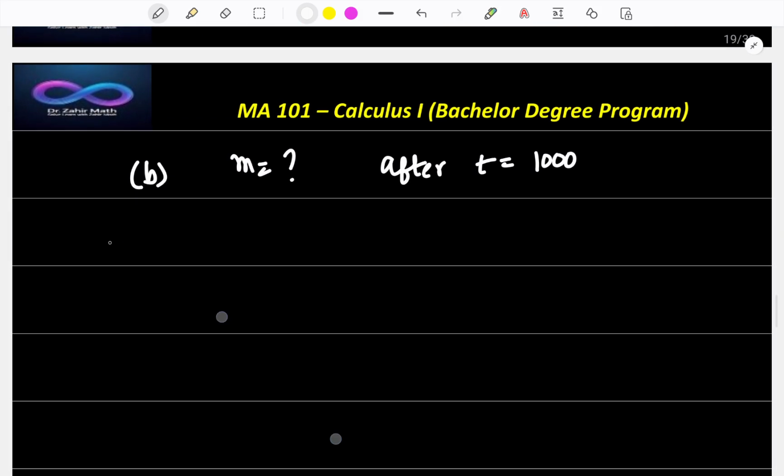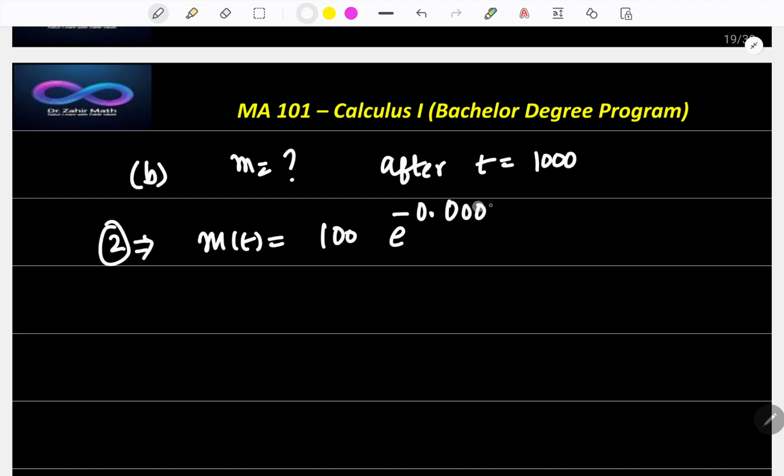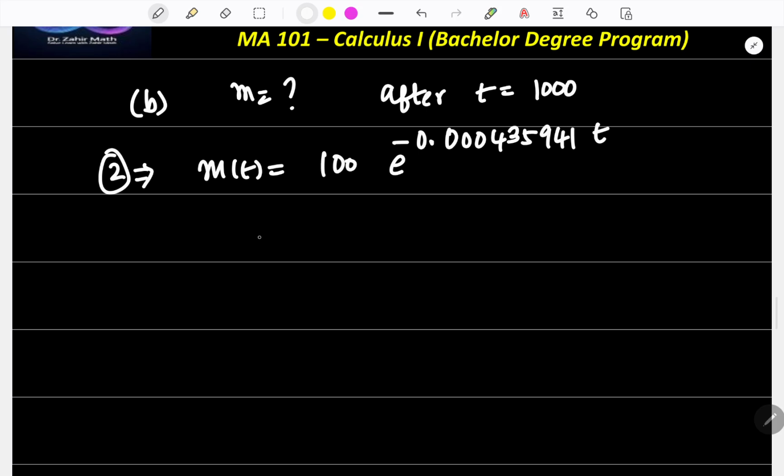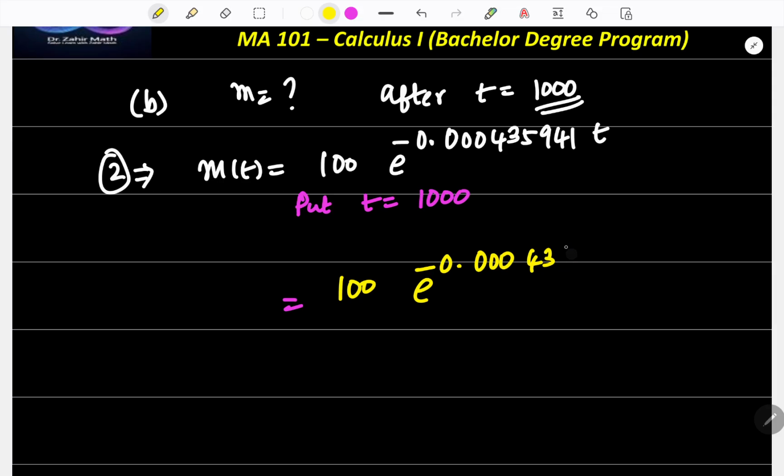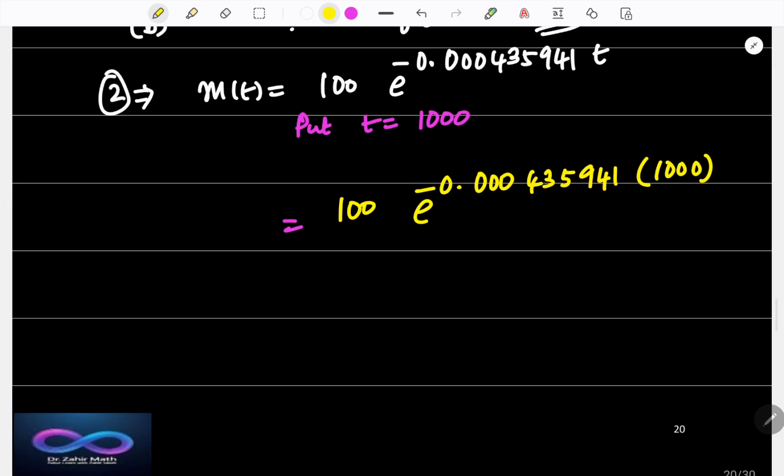So let me write equation 2. What is your equation number 2? m of t is equal to 100 e power minus 0.000435941 t. So now what am I going to put? t is equal to 1000. Put t equal to 1000. So what happened to this? It equals 100 e power minus 0.000435941, t is 1000. Put it in the calculator, everybody.